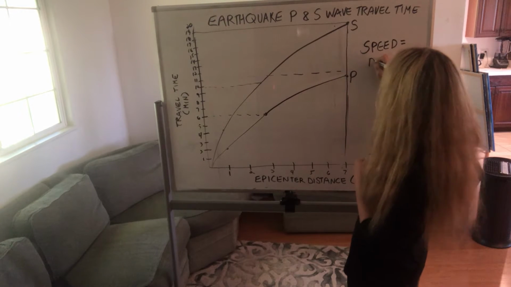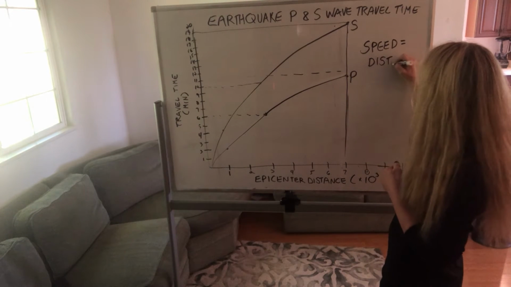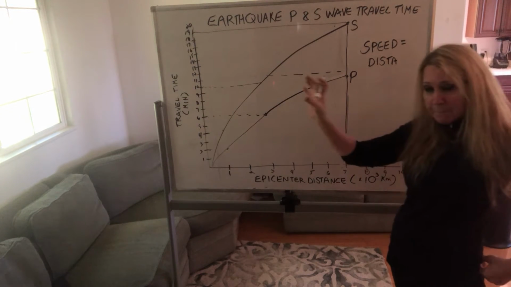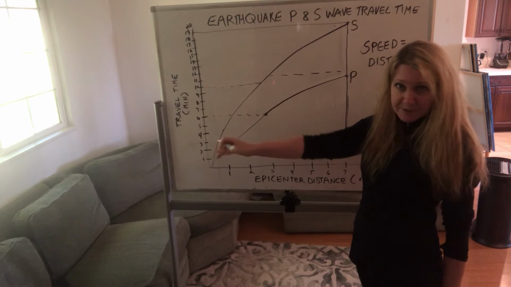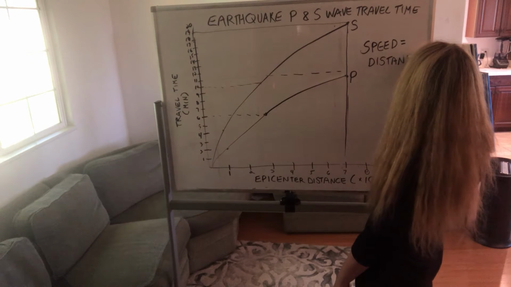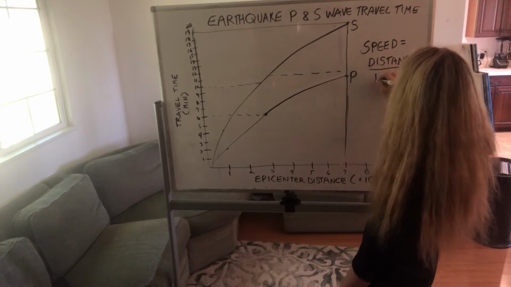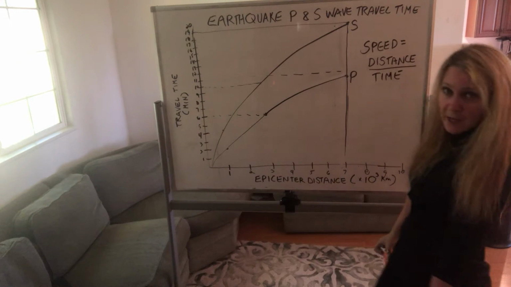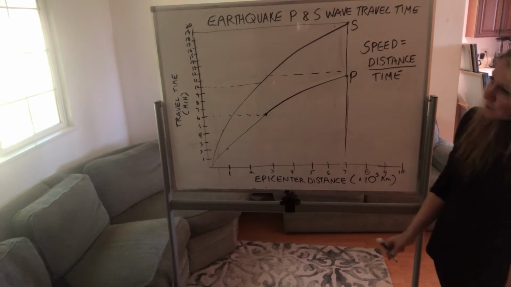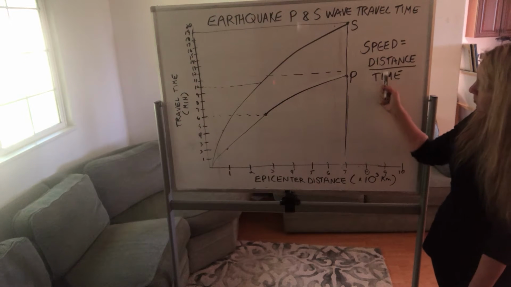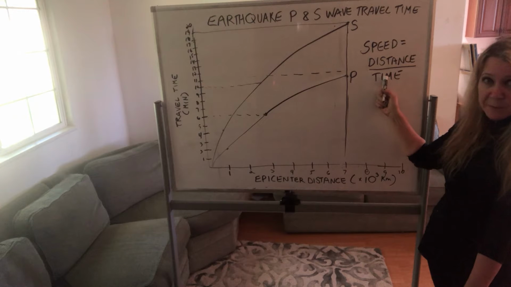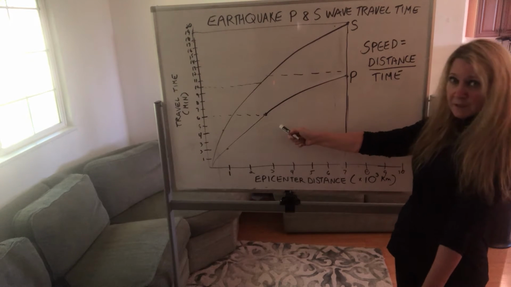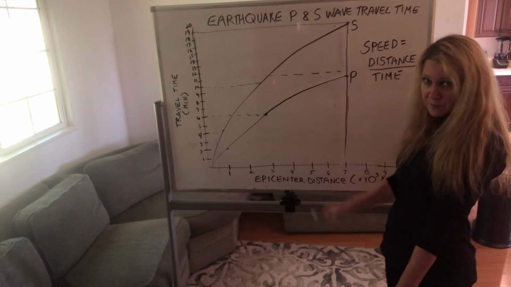Speed is equal to distance, and in this case we're looking at the epicenter distance, so the distance to where the earthquake started, the epicenter. Distance divided by time. And the travel time is the time that it took for these waves to travel. So distance divided by time is speed. So this graph is showing us the speed of the S waves and the speed of the P waves.